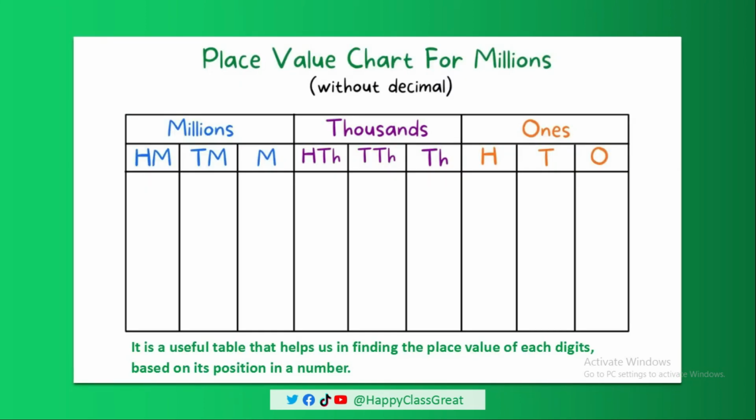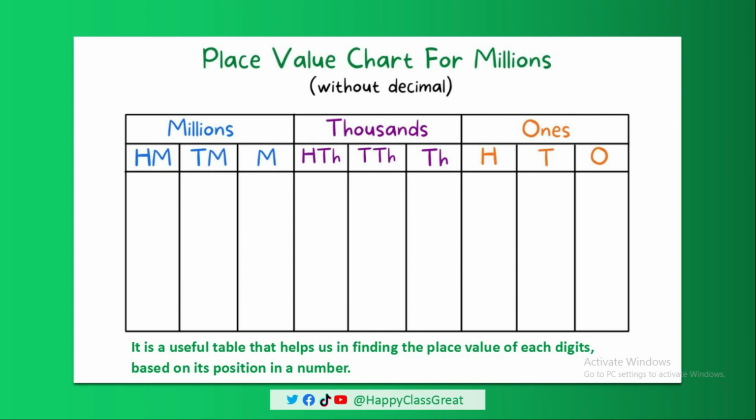So this is the place value chart for millions. We have millions here, we have thousands followed by ones. Under millions, the first thing we have there is 100 million, which is HM. I've already shown you that on the last slide. We have TM, which is 10 million, and we have millions. Under the thousands, which I colored purple, we have HTh, which is 100,000, then 10,000, and thousands. Under ones, we have hundreds, tens, and units.